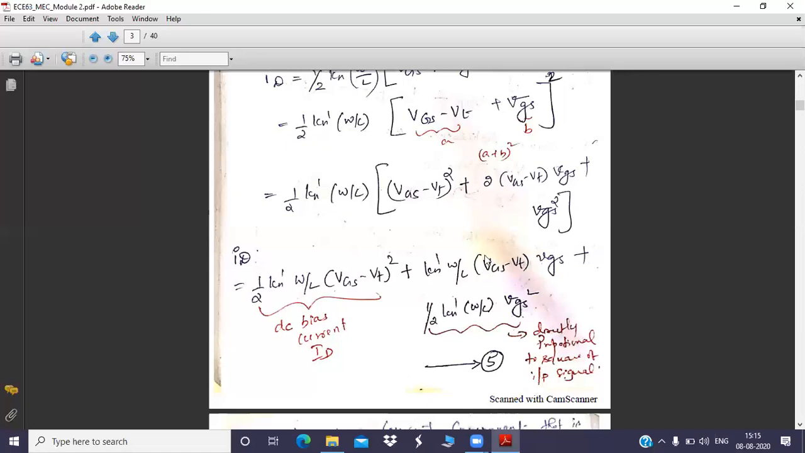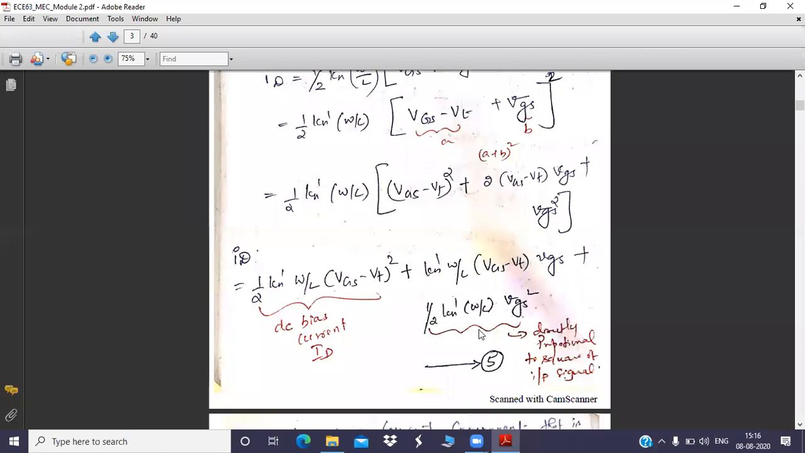But when you come back to the second term, this is DC, but what about this small letter vgs? This is AC, isn't it? So here you have both DC and AC, isn't it? This term is DC, and this term, since it is small letter, will be AC.